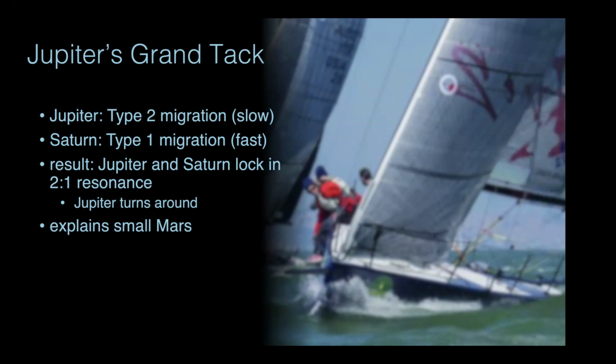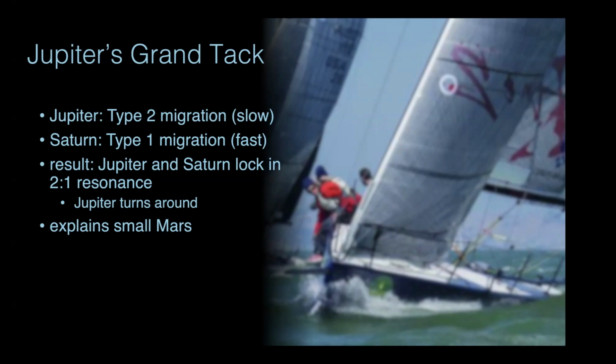Then you had Saturn form. Saturn didn't get quite as big as Jupiter. And what happened is, as they were forming, Jupiter started to open up a gap in its orbit. It was going through what we call type 2 migration. At the same time, Saturn, which formed further out, was undergoing type 1 migration, which is faster than type 2 migration. So Saturn was moving inward, Jupiter was moving inward, but Saturn's moving inward faster. It's catching up to Jupiter.